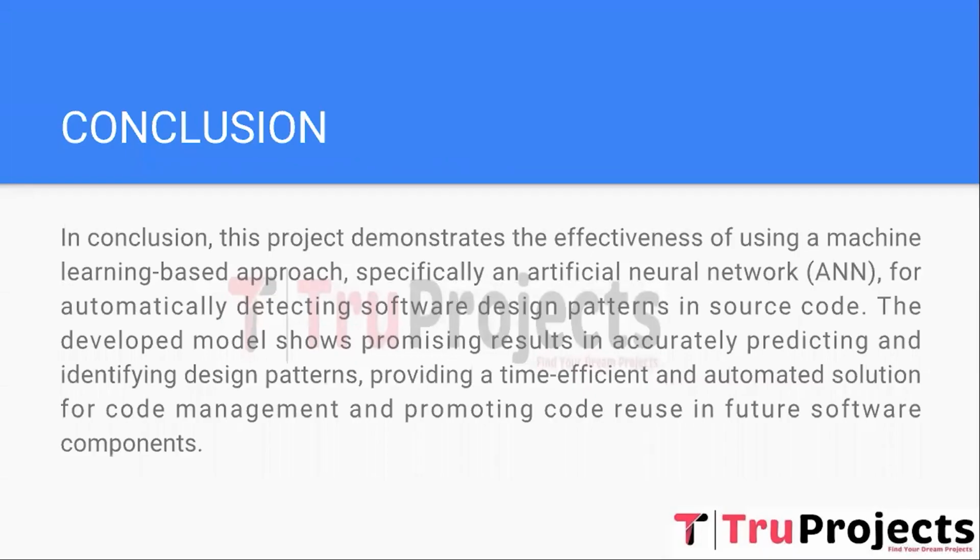In conclusion, this project demonstrates the effectiveness of using a machine learning based approach, specifically an artificial neural network, for automatically detecting software design patterns in source code. The developed model shows promising results in accurately predicting and identifying design patterns, providing a time-efficient and automated solution for code management and promoting code reuse in future software components.